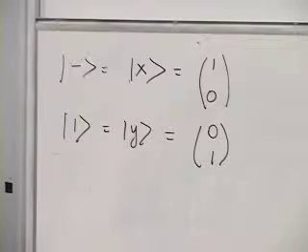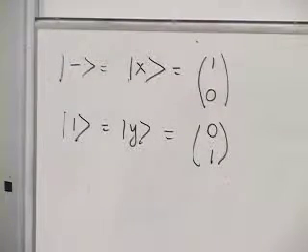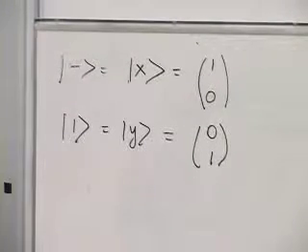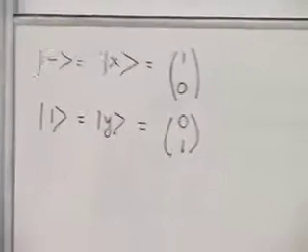Is that totally arbitrary, 1 and 0? Could be anything else? No, it's not totally arbitrary. We want these vectors to be normalized. Sums of the squares of the components should add up to 1. That's one of the rules about state vectors. That corresponds to the total probability for a state adding up to 1.